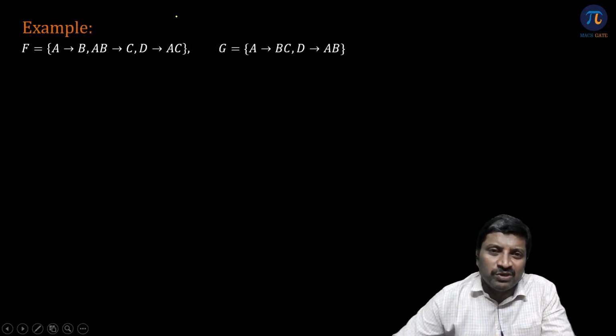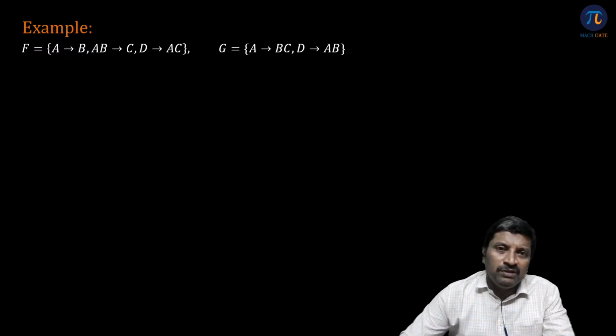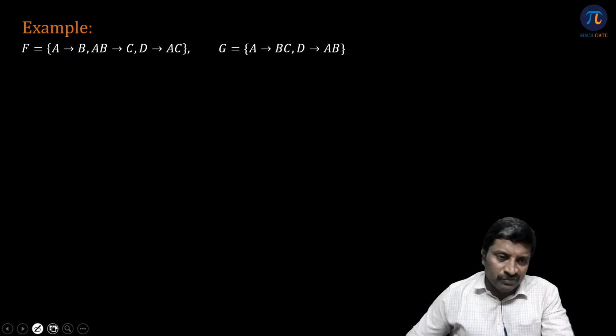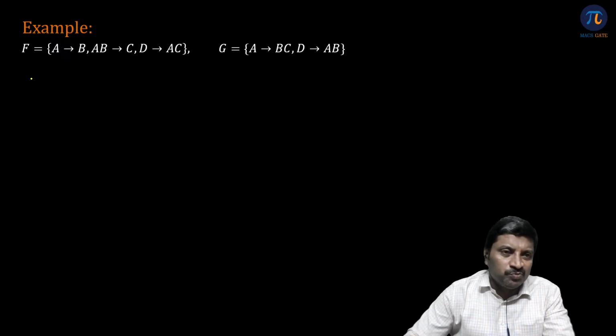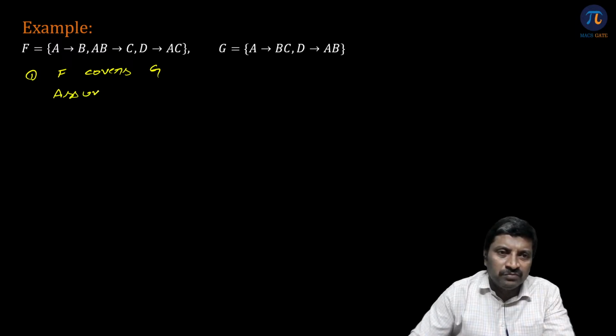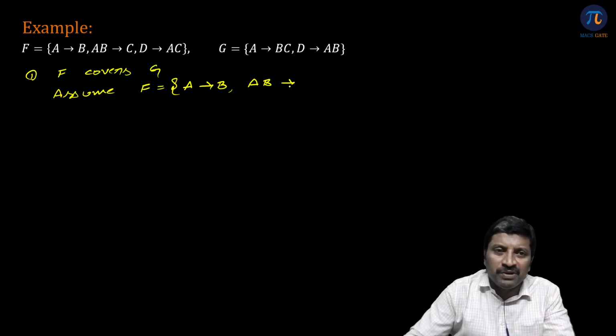Let us do one more example. We can try simultaneously, sir. Whenever you have a doubt, we can verify here. Let us do it very quickly. The first part we need to verify is F covers G. Assume F. The FDs in F are A implies B, AB implies C, D implies AC.